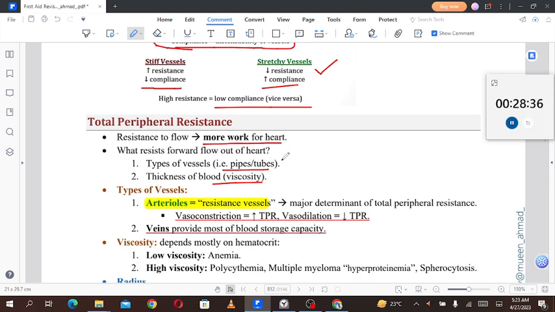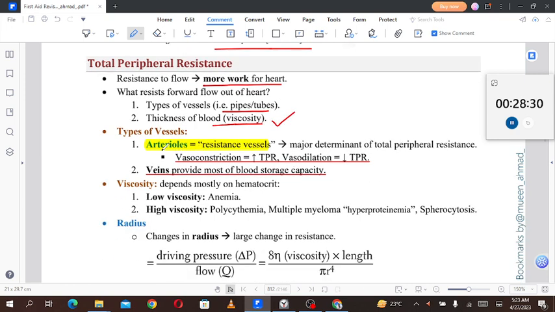Firstly, type of vessel. Okay, the pipes or the tubes through which the blood has to move. And then thickness of the blood, that is viscosity. Types of vessel can either be arterioles or veins. Arterioles are the resistance vessels, a major determinant of the total peripheral resistance.